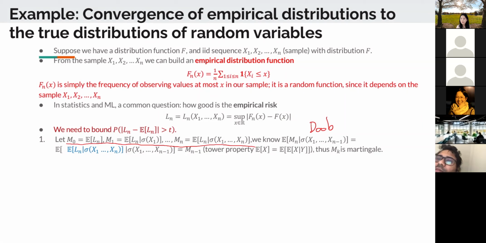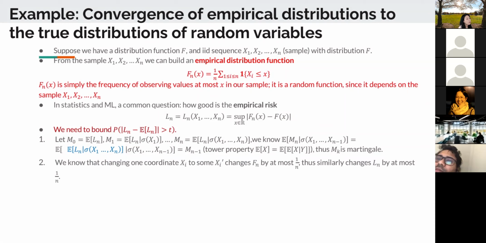Does this remind you of the Doob martingale construction? Yes, Doob construction, true. Now, of course, it's not very surprising. This is a martingale, and we know that changing one coordinate xi to some xi prime changes fm by at most 1 over n.